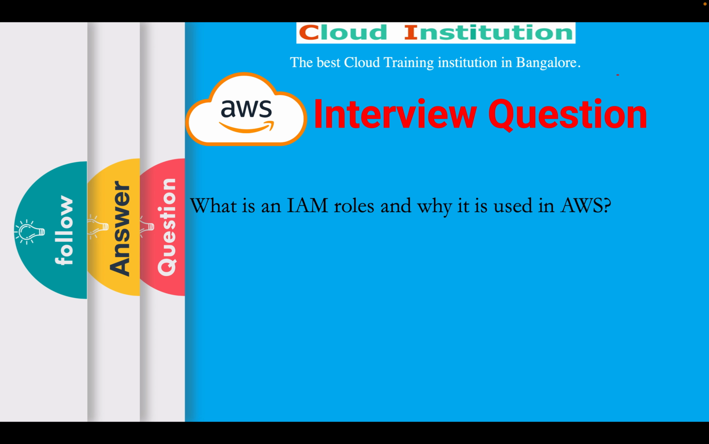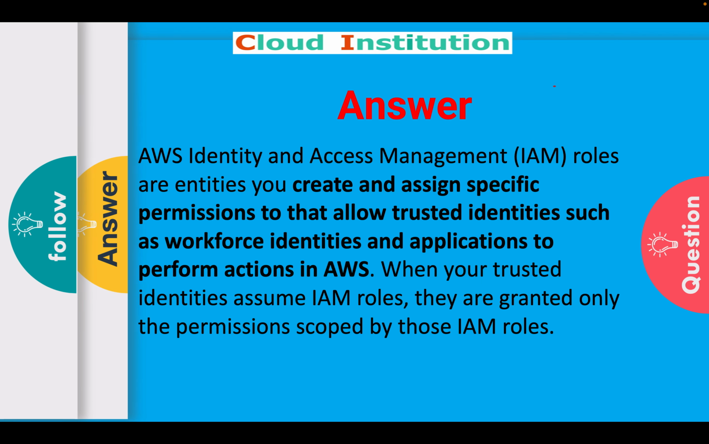Okay, so now let's see what an IAM role is and why it is used in AWS. Let's see the answer. AWS IAM (Identity and Access Management) roles are entities you can create and assign specific permissions to, that allow trusted identities such as workforce identities and applications to perform actions in AWS.